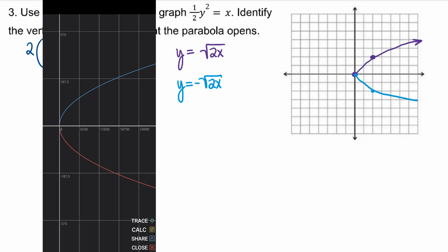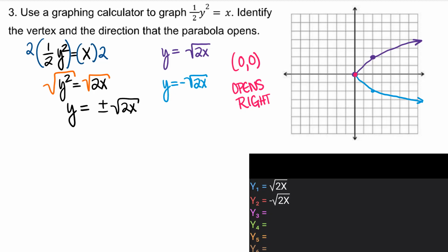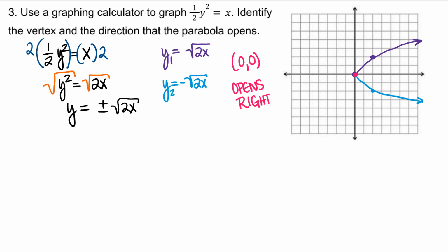And here's what your graph looks like. Okay, so our vertex turned out to be (0, 0), and our parabola opens up to the right side. 1/2 y squared equals x is not a function because it does not pass the vertical line test, which is why on a graphing calculator, to see the entire graph, we have to write it as two separate functions. y1 is equal to the top root function, and y2 would equal the bottom root function. And that's graphing radical functions.